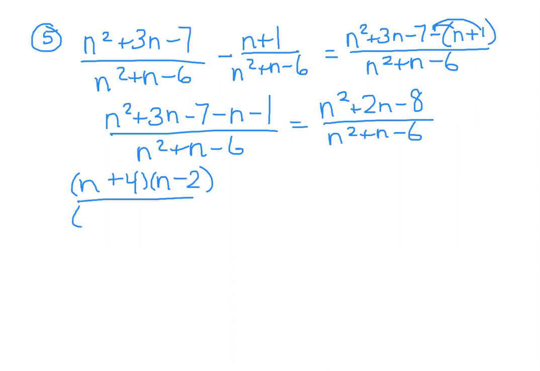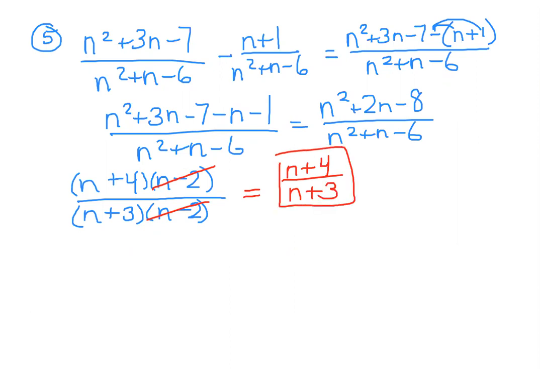And in the denominator, what multiplies to give you negative 6 and adds to give you 1? That's going to be a 3 and a 2, and the 3 is plus and the 2 is negative. What can we cross off? We can cross those off, and we're left with n plus 4 over n plus 3. And there's our answer.